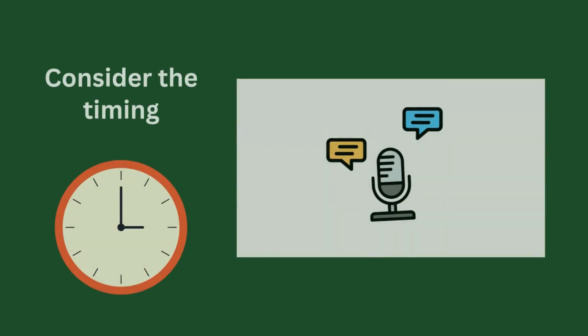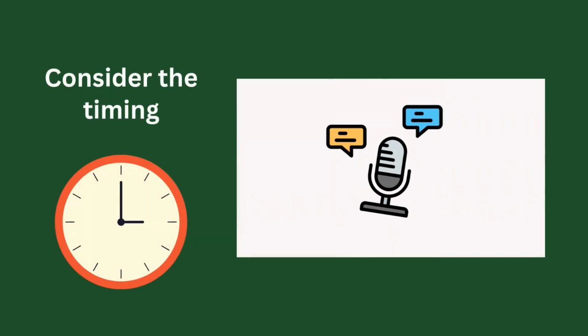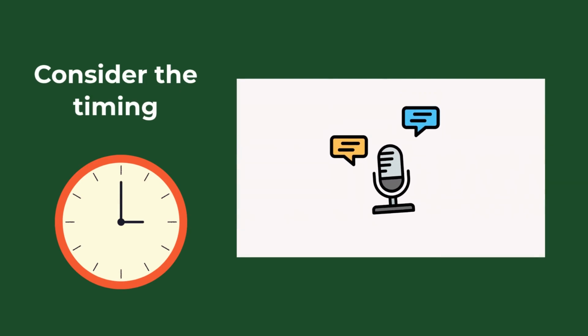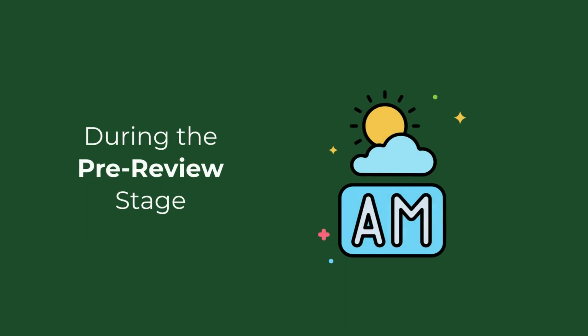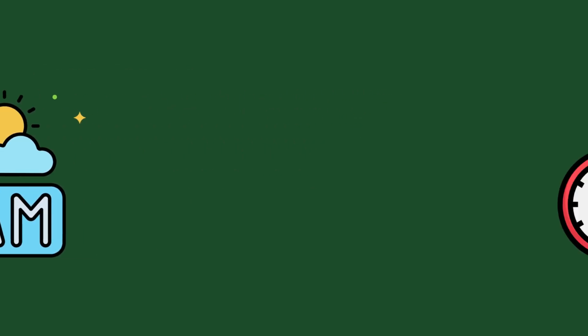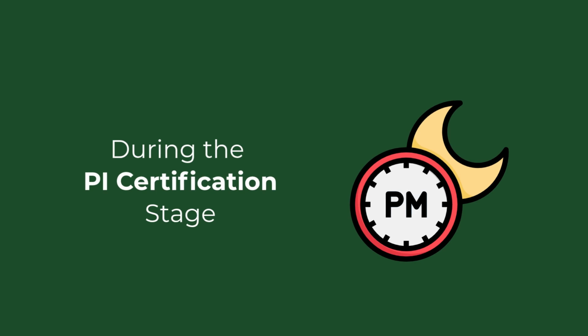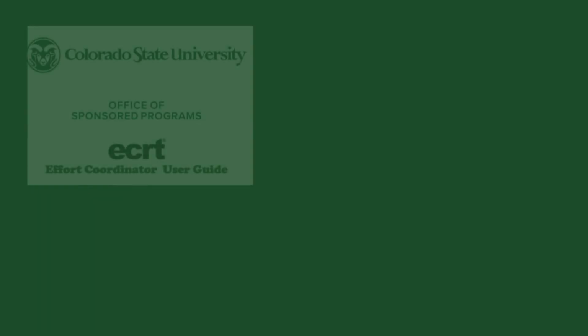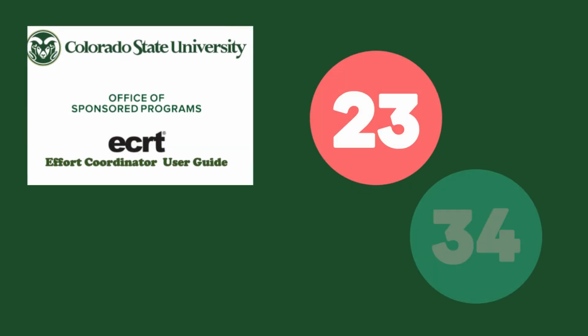Great resource. Thanks. Here's something to chew on. Consider the timing. What unique challenges or maybe workflow differences might pop up if a revision gets requested really early, say during the pre-review step, compared to if that same revision request happens much later, maybe right when the PI is supposed to be certifying? The user guide touches on these on pages 23 and 34, actually.